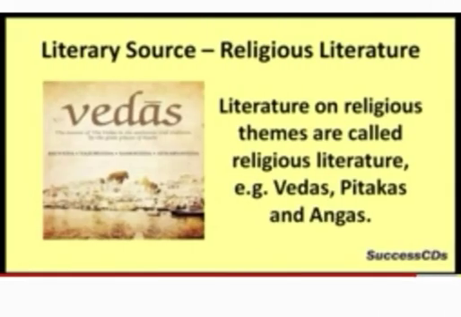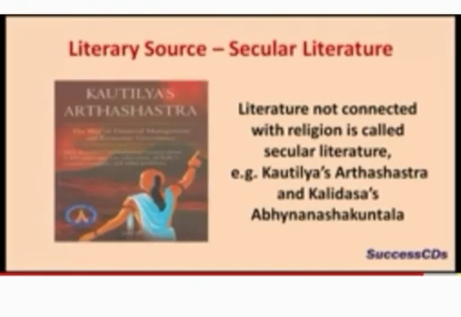First category, religious sources. Example, the Puranas, the Vedas, the Upanishads. They provide a lot of knowledge about our ancient society. Second category, secular sources. What it is, children? Literature not connected with the religion is called secular literature or sources. These include grammar, politics, poems, drama, etc.